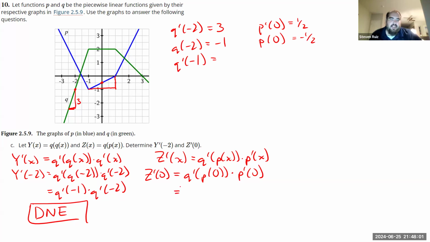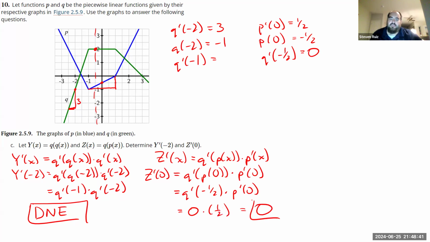So let's, again, do this layer by layer. I'm going to replace p of 0 with -1/2. So what's q prime of -1/2 times p prime of 0? Now we're going to find q prime of -1/2. So when x equals -1/2, this vertical dashed line here, what is the derivative of q, the green? That'll be 0. So here I get 0 times p prime of 0, which is a half. That derivative is equal to 0.